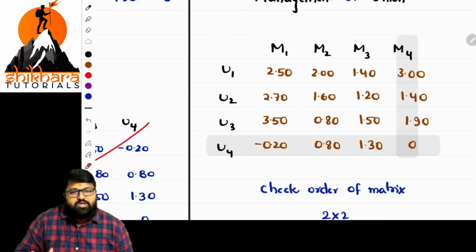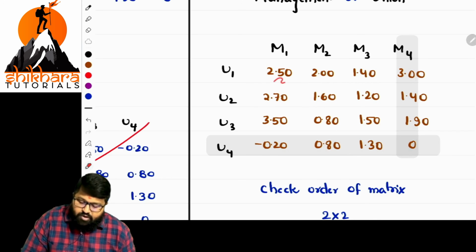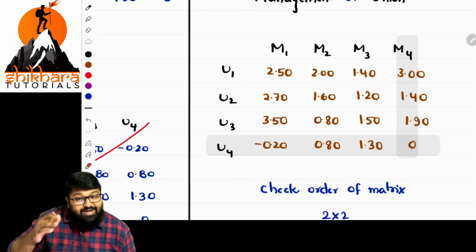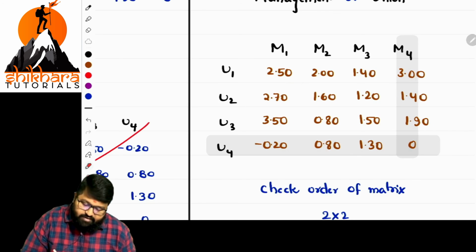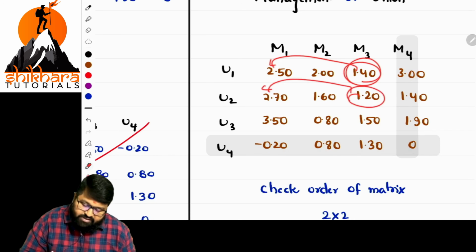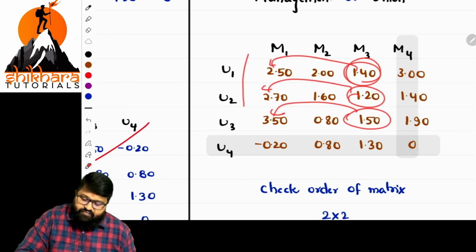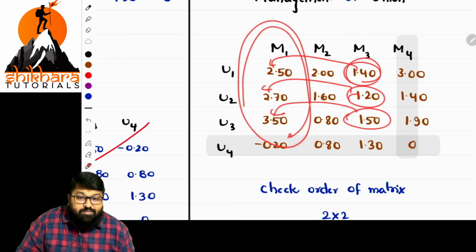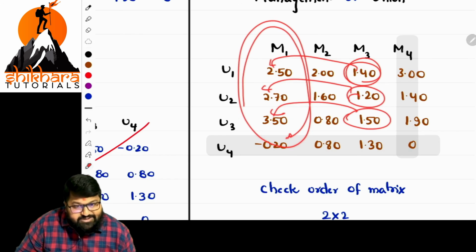So let us go with the check of columns. In the case of columns, what is the point? Eliminate the highest one. So when compared to 1.4, 2.5 is highest. 1.2, 2.7 is highest. 1.5, 3.5 is. These all are highest. Sir, management wants to pay more or less? Less. So eliminate that part.